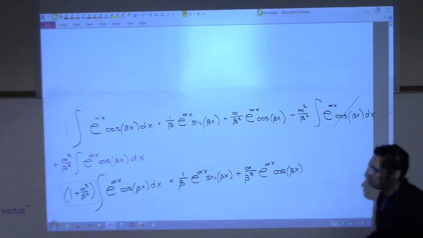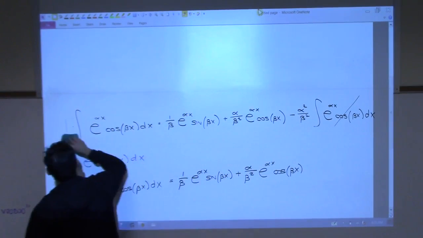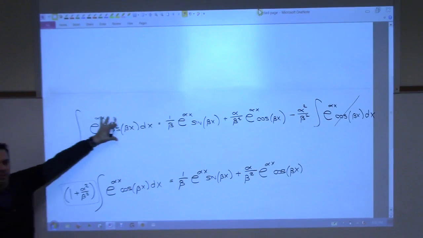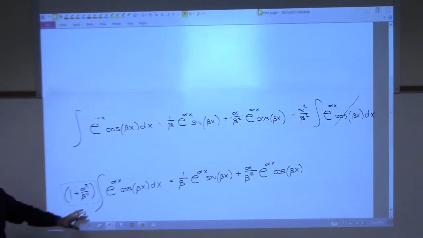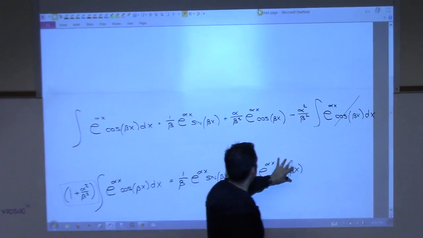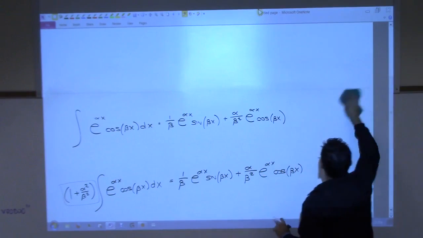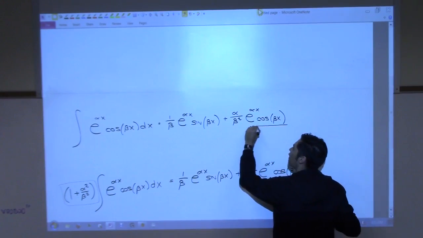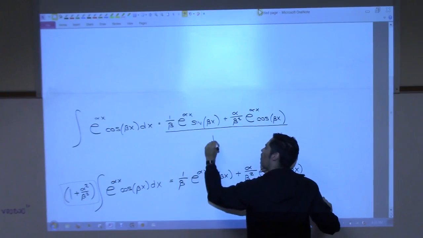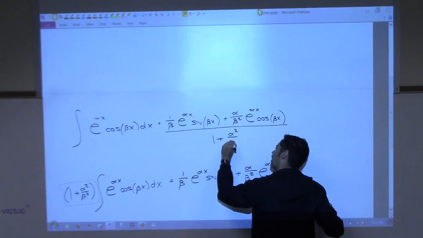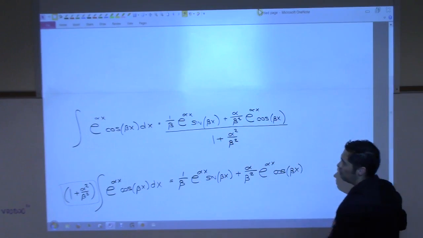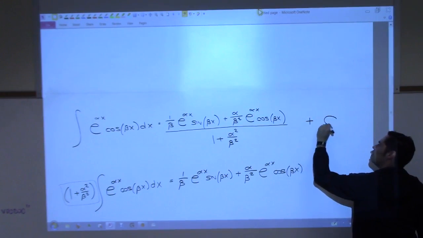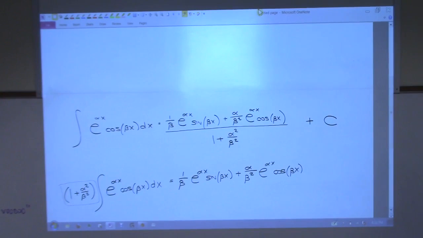Okay. So when I divide the left side by this constant, it's just this, isn't it? And then it's all of this junk right here, which was everything up to there. But I want to divide that whole thing by 1 plus alpha squared over beta squared. I don't need parentheses because I'm dividing the whole thing. Plus C. We're done.